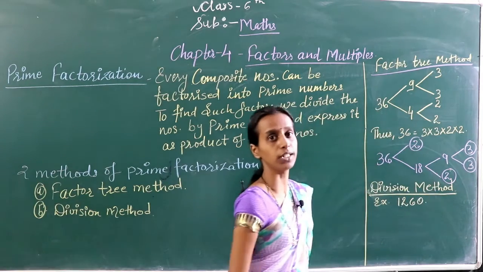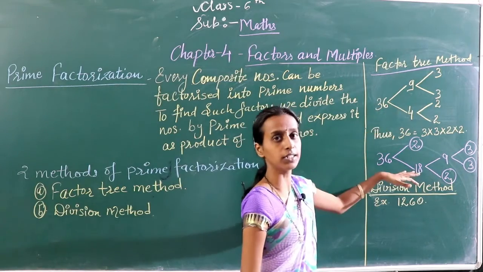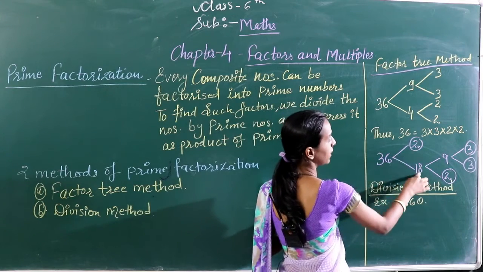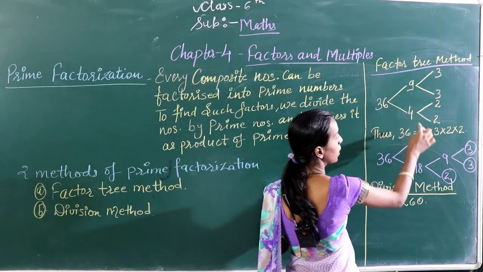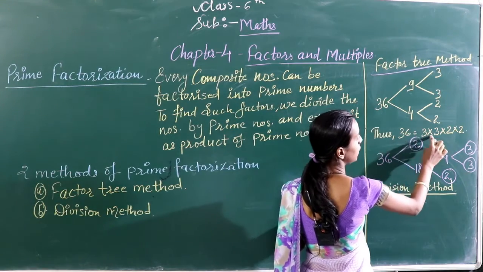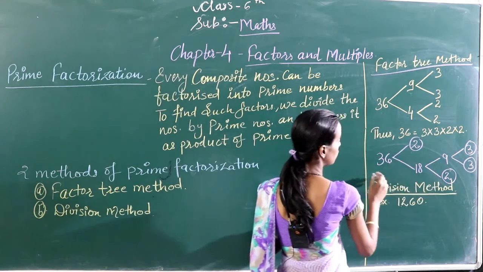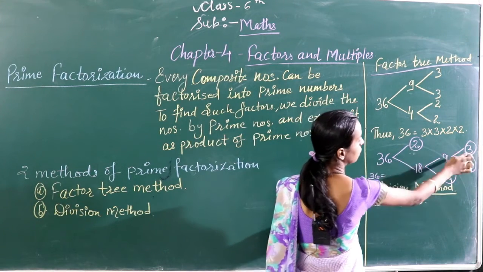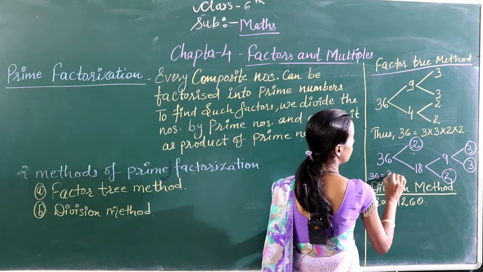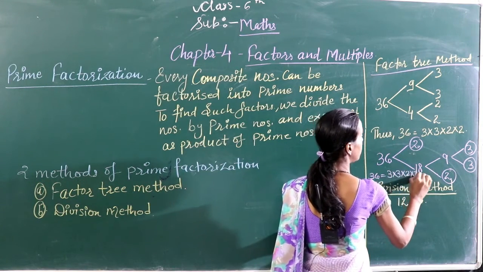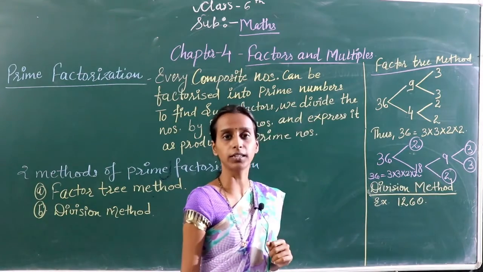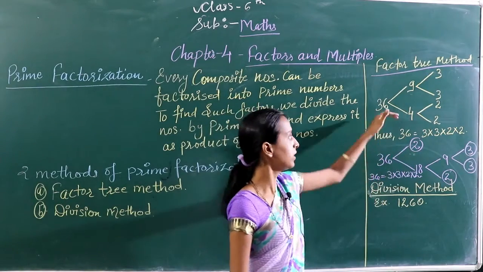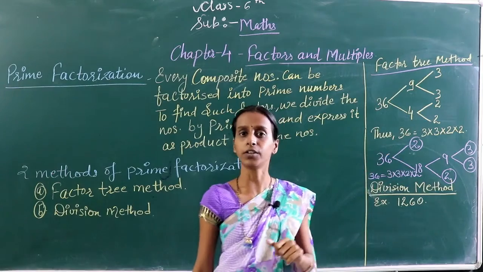And one more thing you have noticed: whichever factors we take, the final result will be the same. In this I have taken factors 2 and 18. Here I have taken first factors 9 and 4. Then also I got the result 36 equals 3 into 3 into 2 into 2. Here also I have taken 2 and 18 first, but the final factors are 3 into 3 into 2 into 2. So the final result will be the same in the factor tree method using whatever factors you solve the question. When the numbers are small, we can solve using the factor tree method.